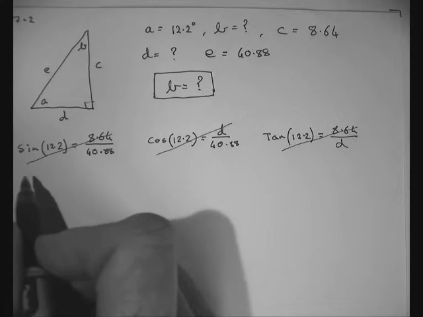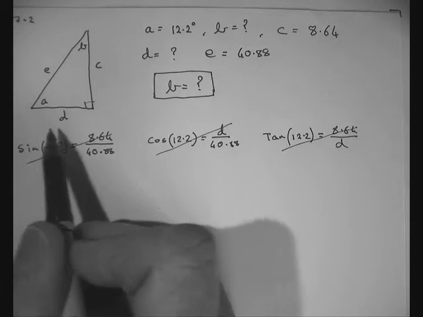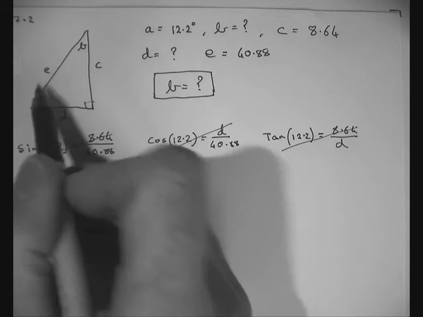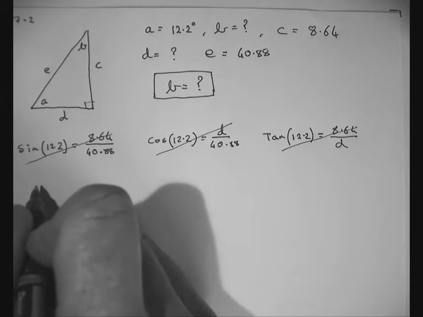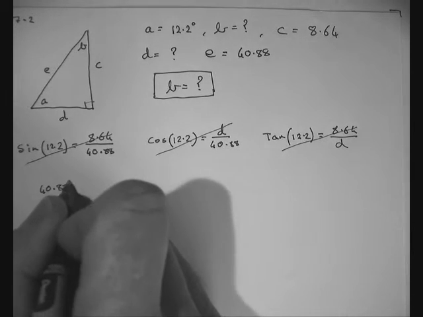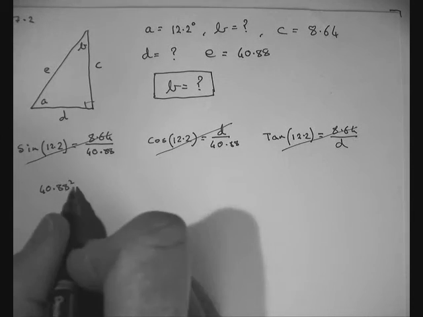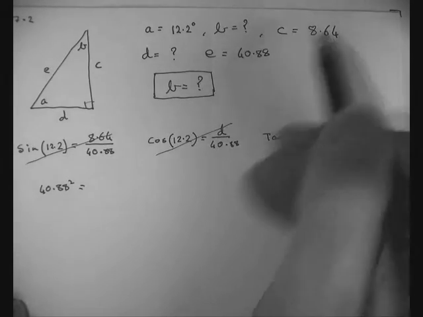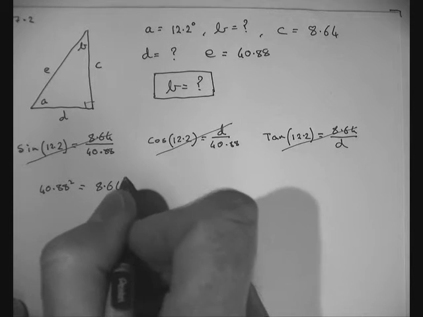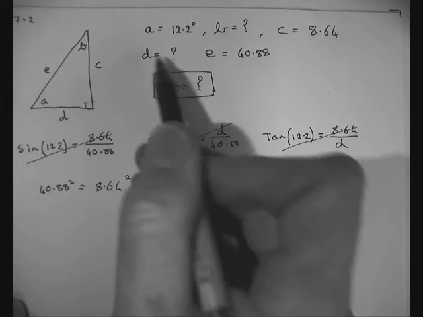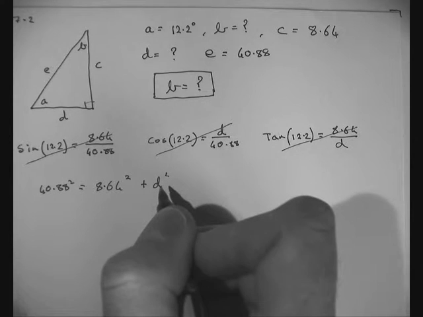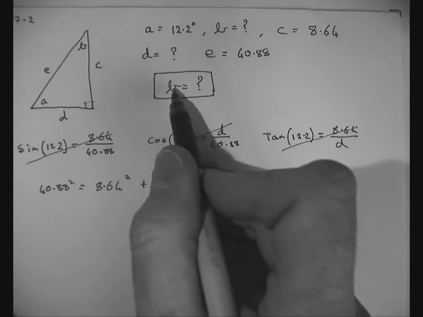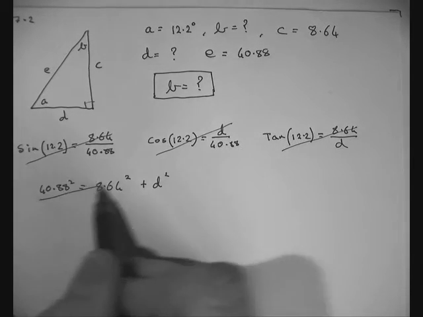We can also try Pythagoras' theorem. Pythagoras' theorem is the square on the hypotenuse is equal to the sum of the squares on the other two sides. So that's E squared. E is 40.88 squared. E is the hypotenuse. 40.88 squared equals the sum of the squares of the other two sides. This side C is 8.64, so it's 8.64 squared, plus D squared. D is an unknown, so you write it in as an unknown like that. This is of no use whatsoever to us as we are looking for the unknown B, and B does not appear as an unknown in this equation.